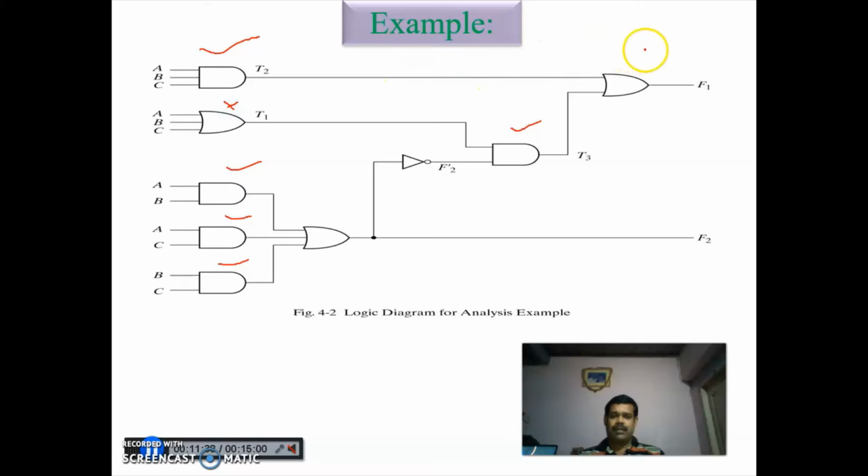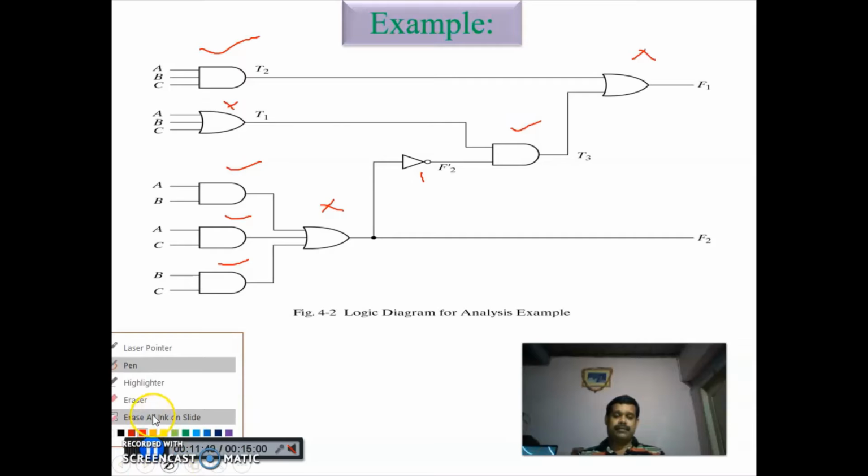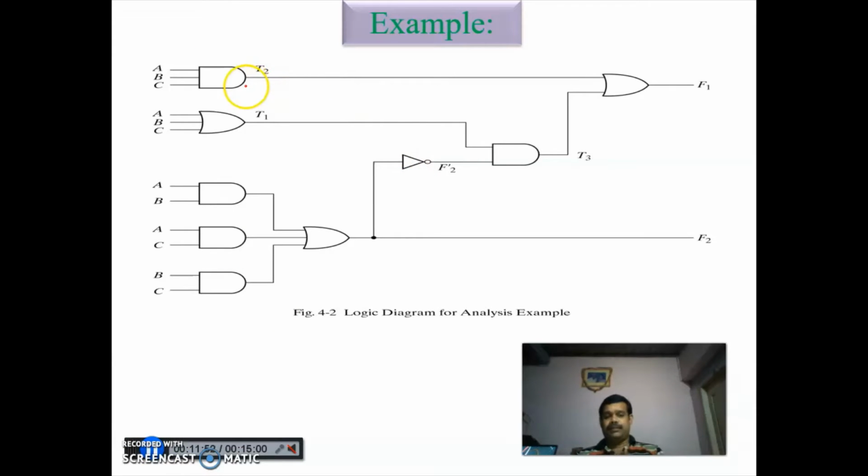and 1, 2, 3 OR gates, and 1 NOT gate. So it is having 5 AND gates, 3 OR gates, and 1 NOT gate. So these are the things you are having. So this is a logic diagram. From this logic diagram, we have to find the Boolean function.